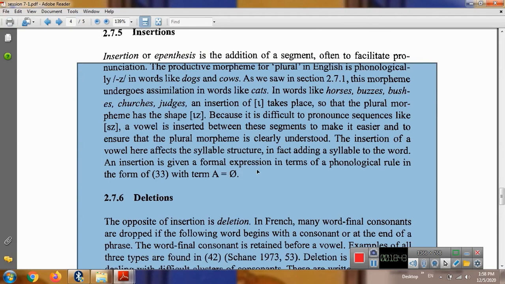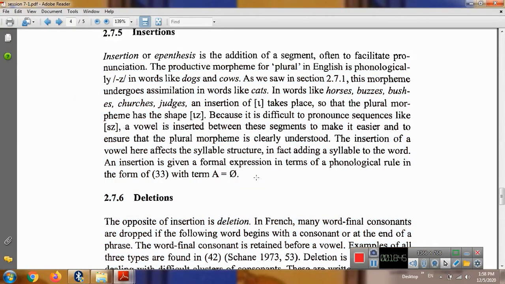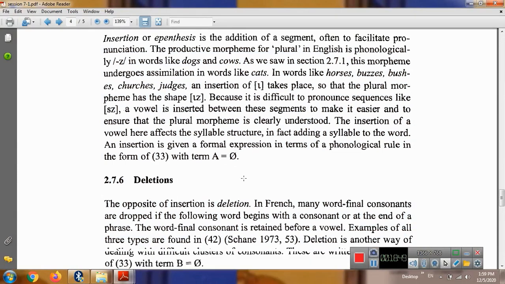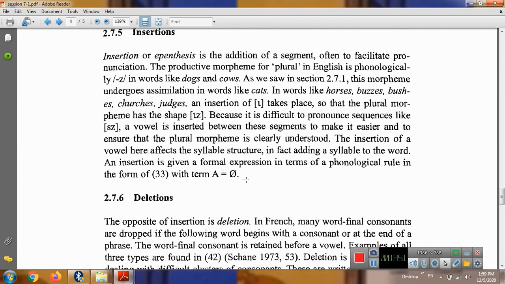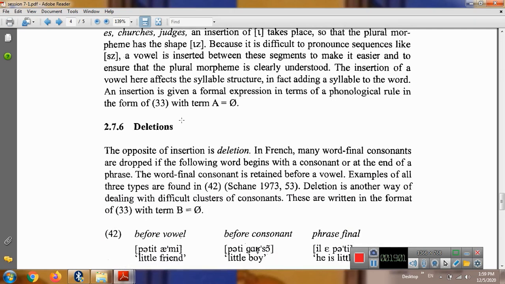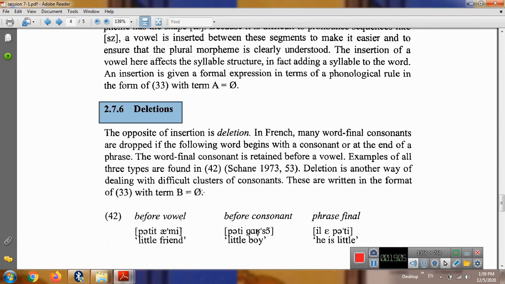You can look at the insertion in the Arabic language for better understanding. According to generative phonology, all of the matters which I explained for you were based on generative phonology. Another matter is deletion, which is the opposite of insertion.